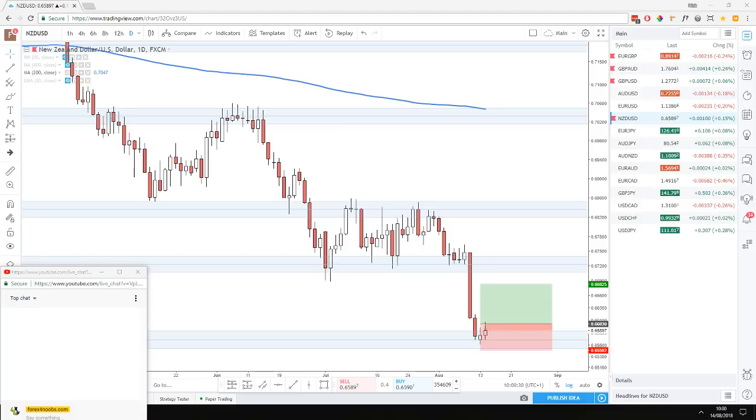So let's get into it. In today's analysis, we're going to be looking for setups across all of these pairs here. And we're going to be looking for price action setups. So that's continuations, that's reversals, all kinds of setups really. Let's get started.